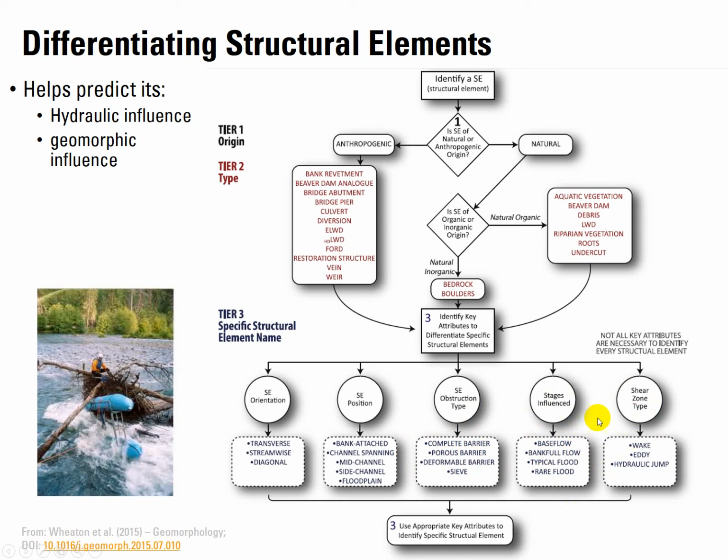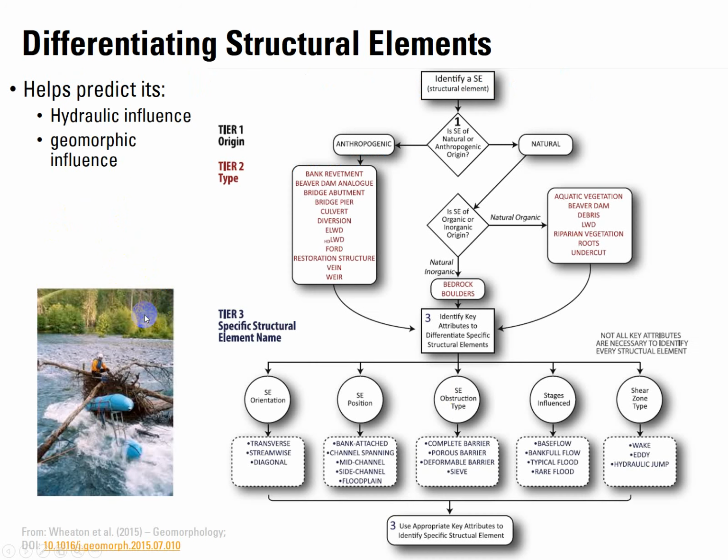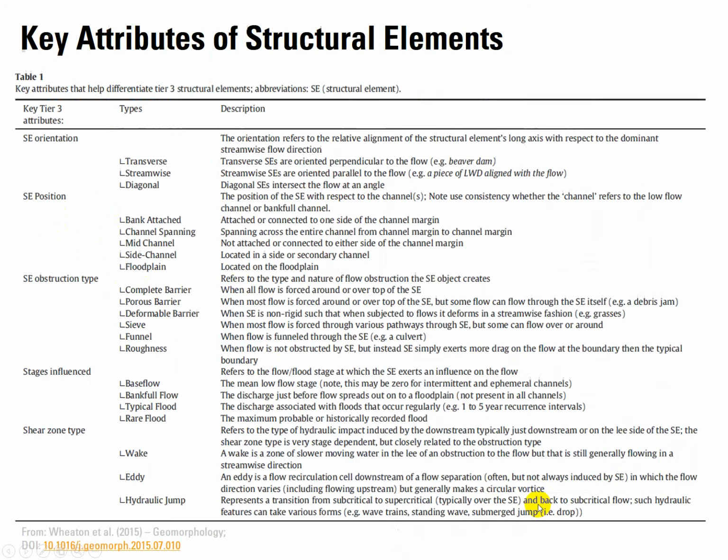And then if it is a structural element, it's going to produce a shear zone. It's going to do one of these things: shunt, constrict, split, slow down, back up. And downstream of it, it ought to have a shear zone, so that would be a wake or an eddy, or if it goes right over the top, could be a hydraulic jump. So this table elaborates what those things mean in terms of those differentiating attributes.